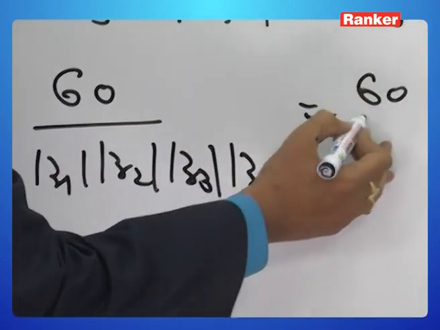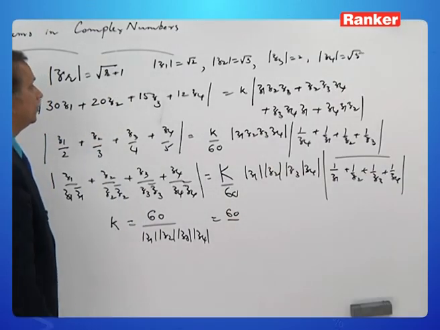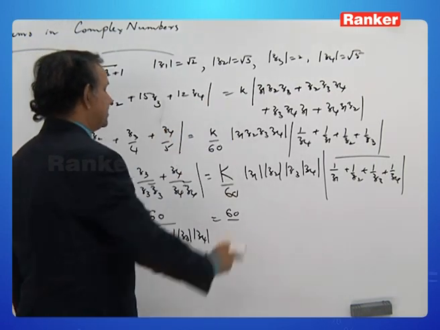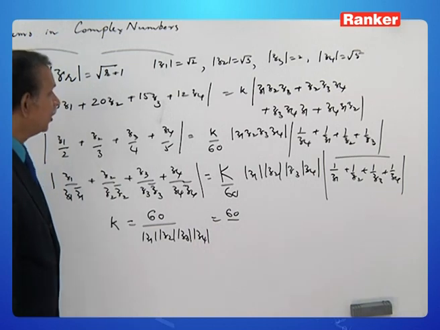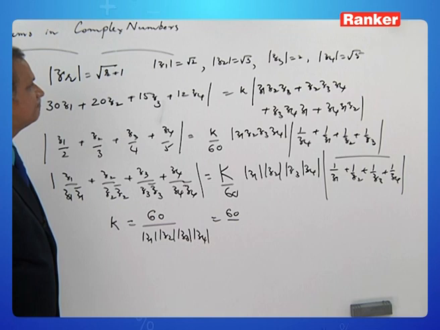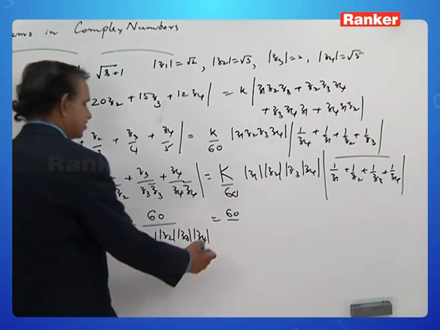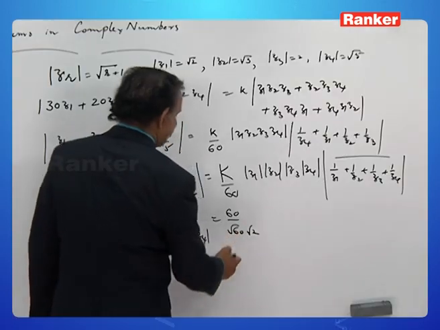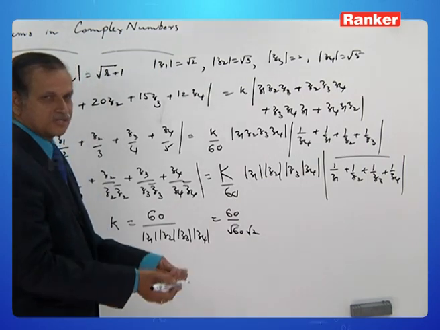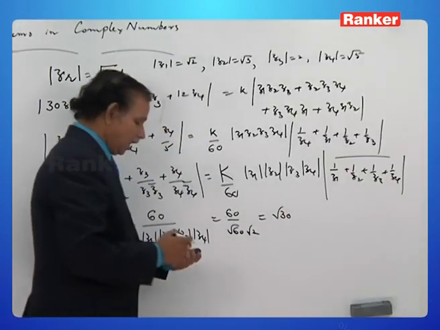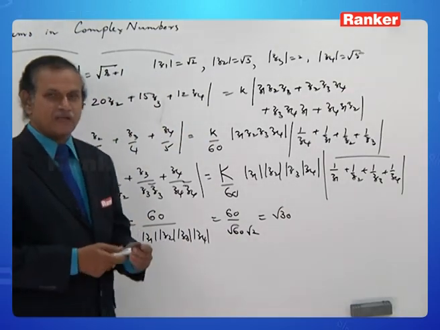Z4, which is 60 by, what is mod Z1? Root 2 into root 3 into root 4 into root 5. That is root 120, isn't it? Root 120 is root 60 into root 2. 60 by root 60 is root 60. Root 60 by root 3 is nothing but root 30. Root 30. Okay, now you check the options.